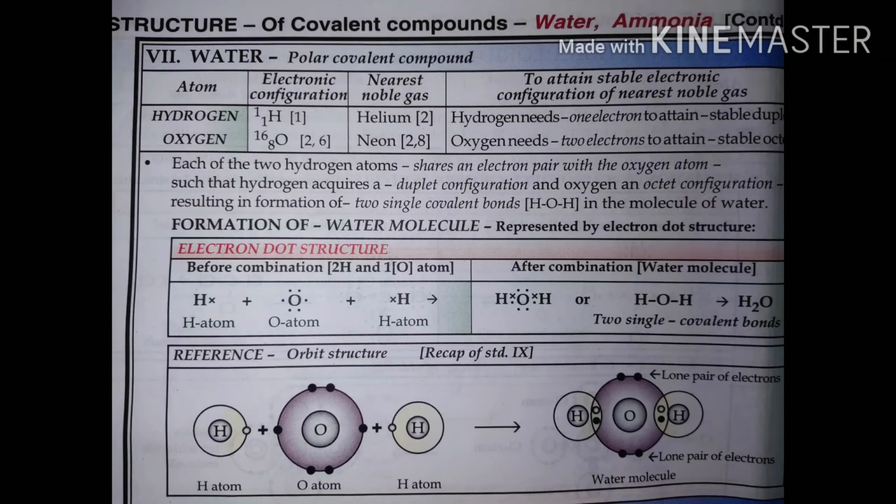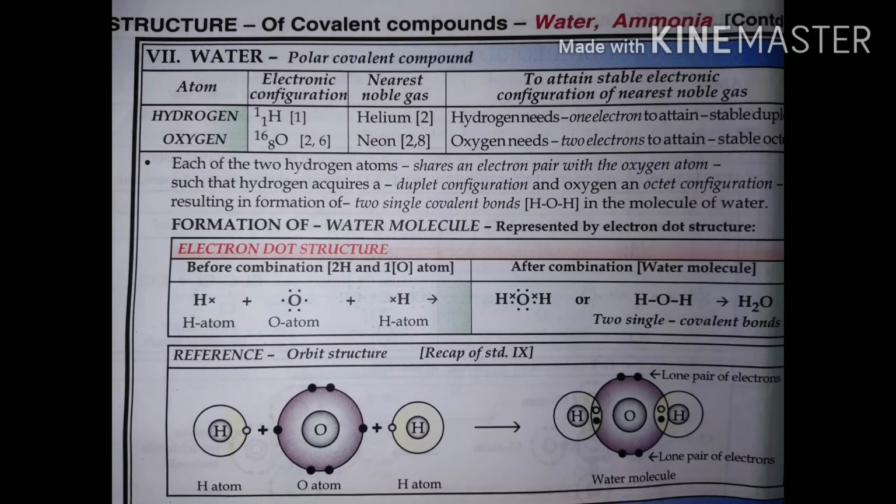You can also see the electron dot structure, which is shown above. Hydrogen is shown with one X and oxygen is shown with 6 dots, and what happens after sharing is shown in the diagram beside it.